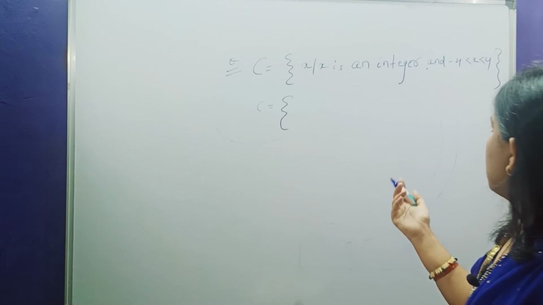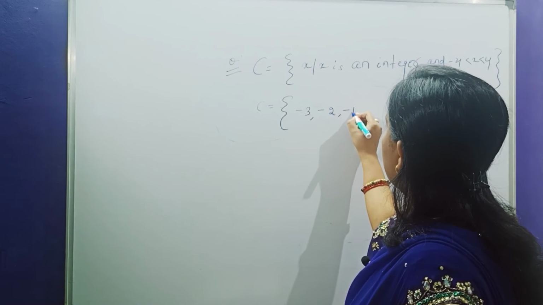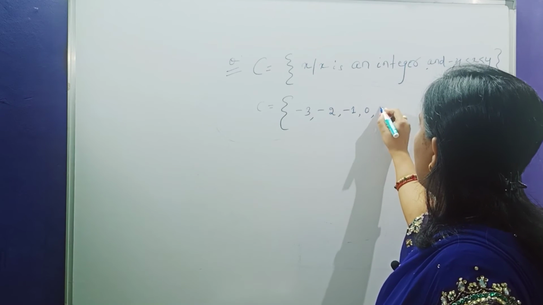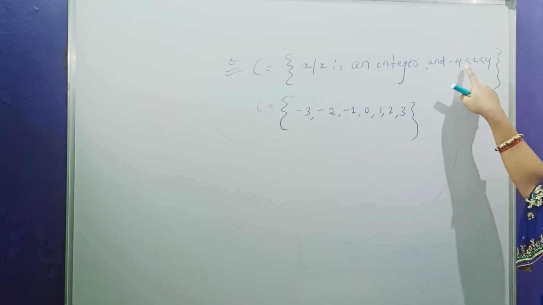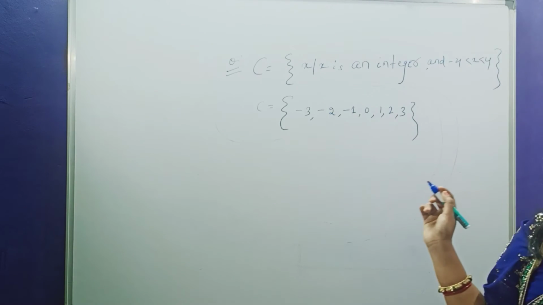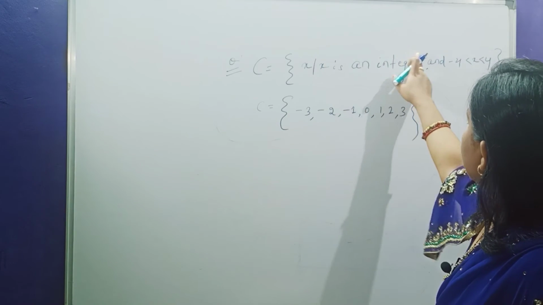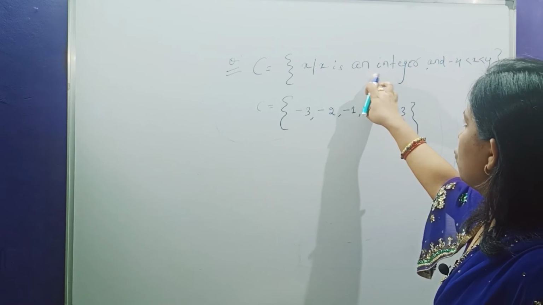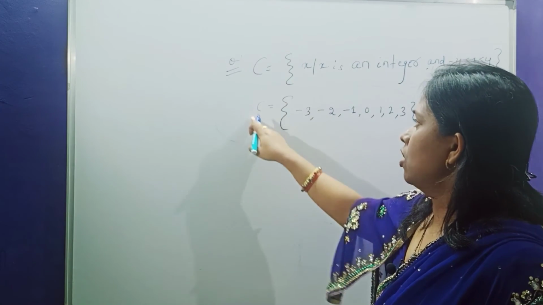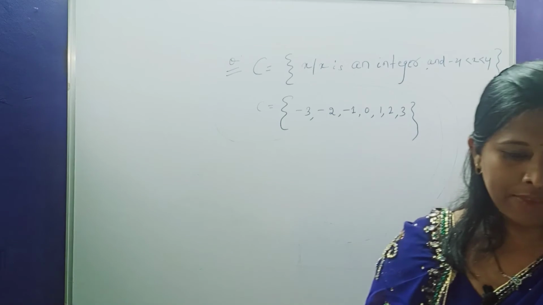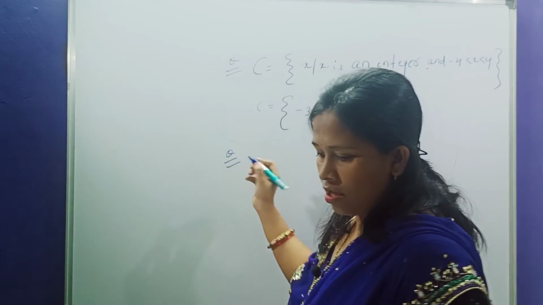So what are the elements? You can tell the elements must be -3, -2, -1, 0, 1, 2 and 3, because -4 less than x less than 4. So this is the listing method. The question was in the form of set builder method, so we converted from set builder method to listing method. Okay. One more question. Another question I am giving you.